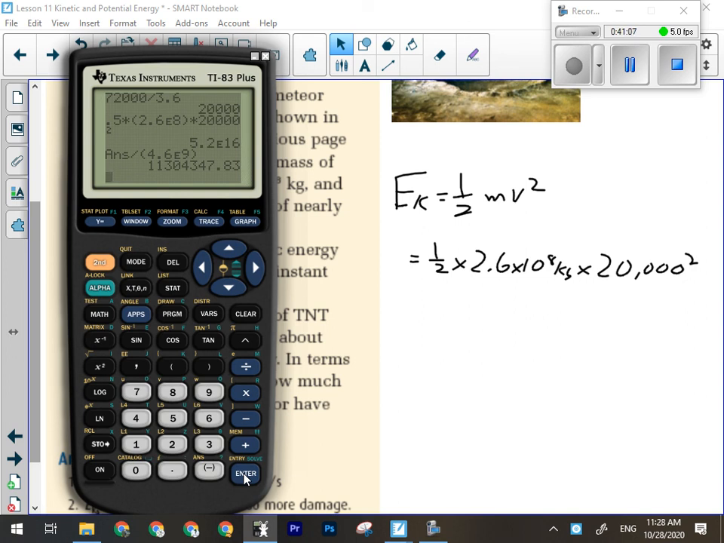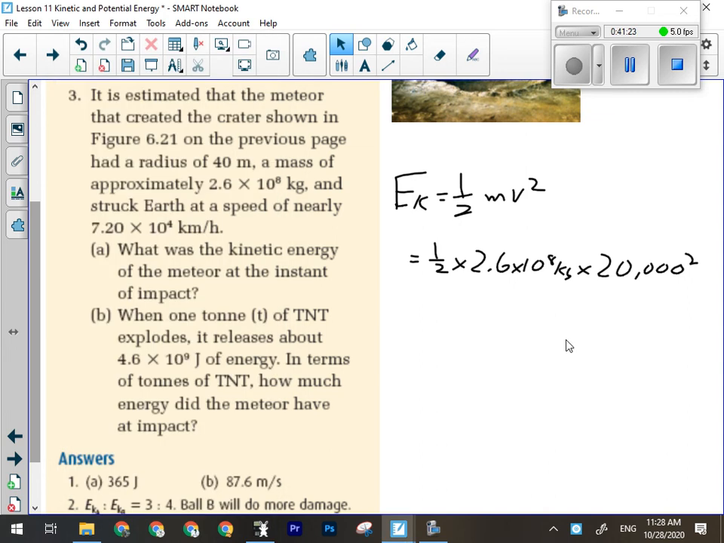So 1 megaton would be 1 million tons of dynamite packed in one place and blown up at the same time. This is 11 million tons, which is why there's a big hole in the earth where that thing hit. It's kind of a big deal when something like that happens. It's a lot of energy. All right, making sense? Everybody's good with that one? Okay.